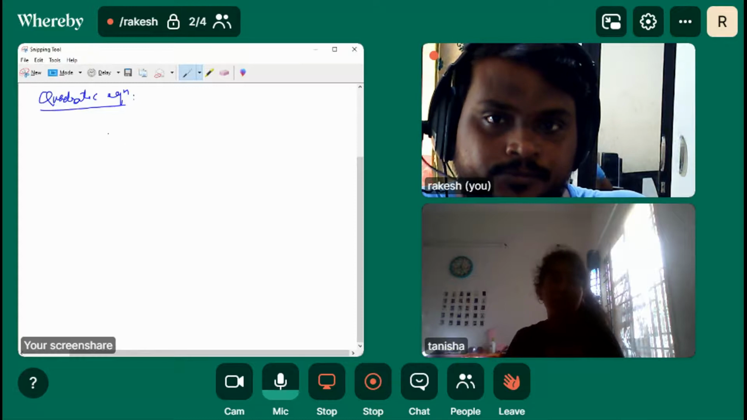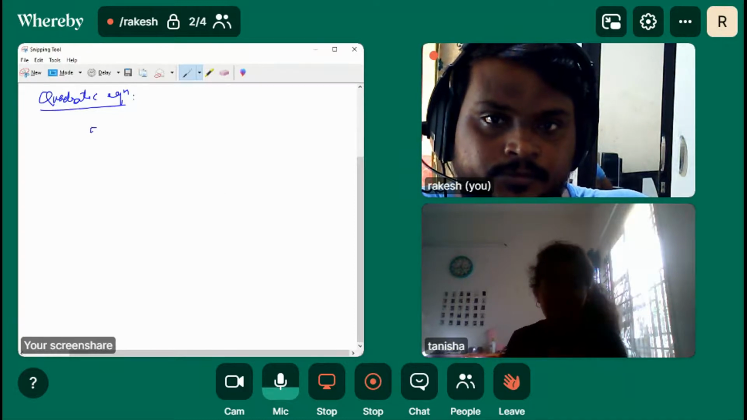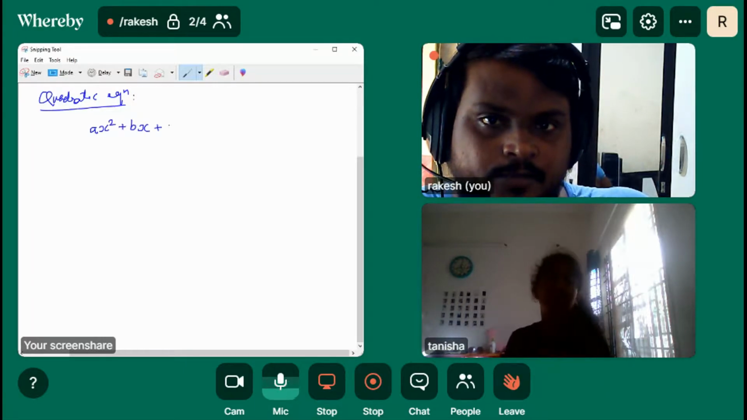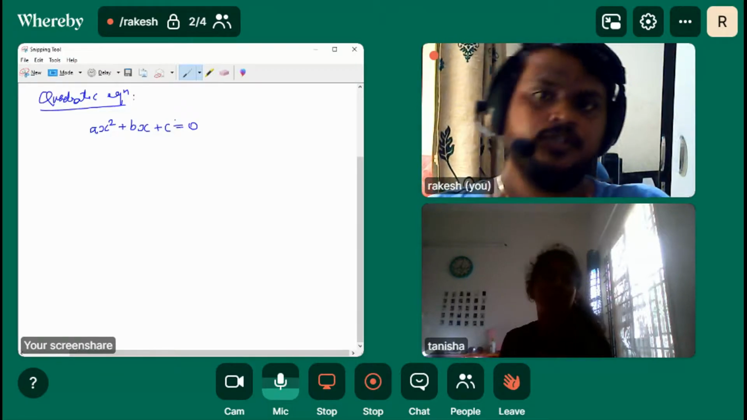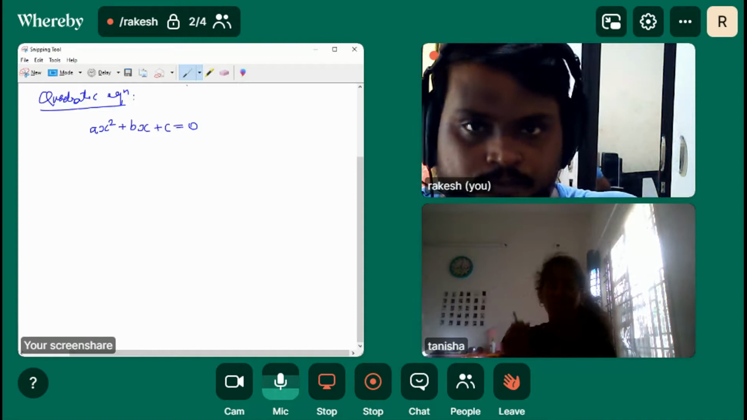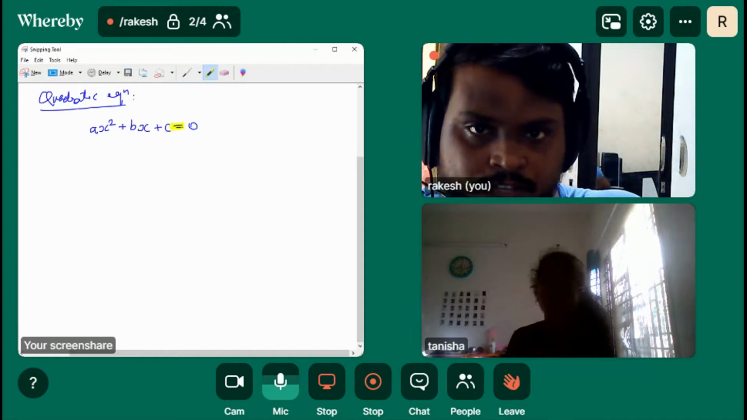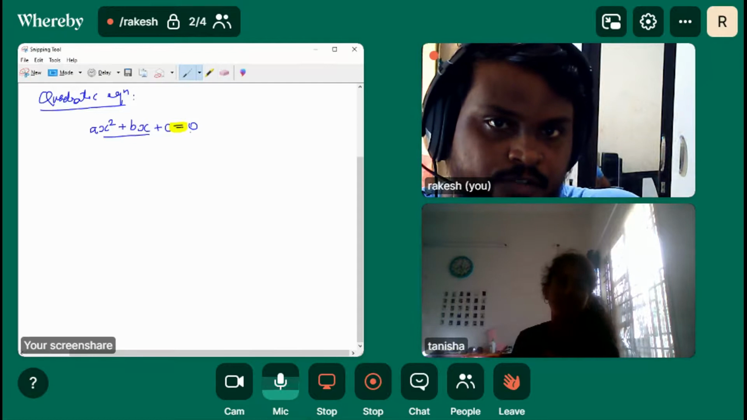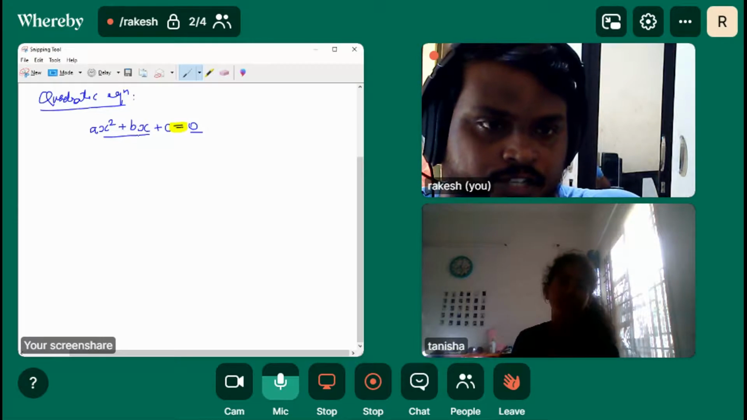ax square plus bx plus c or minus c or like that. That's an example. ax square plus bx plus c is equal to 0, right? So this is quadratic equation, because we have an equal to sign here between two sides. Okay, so this is equation.